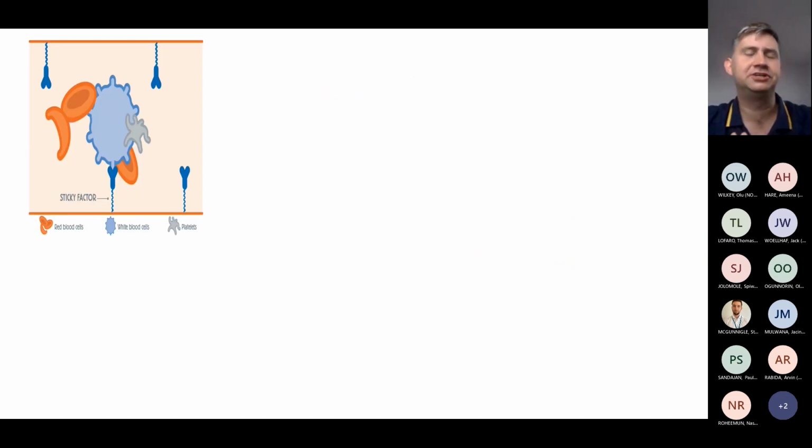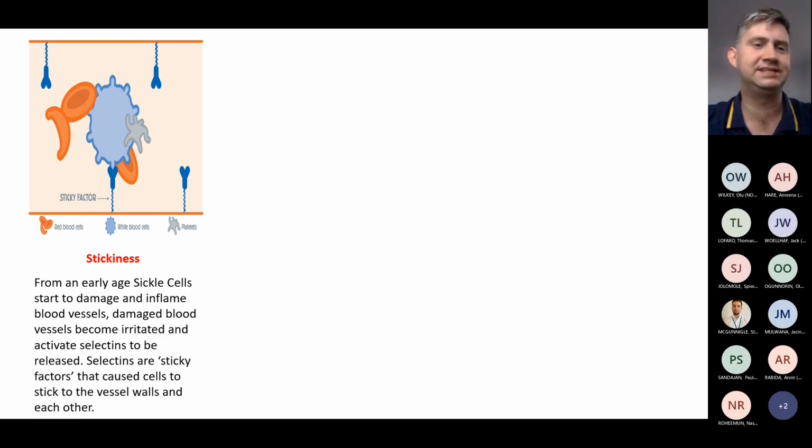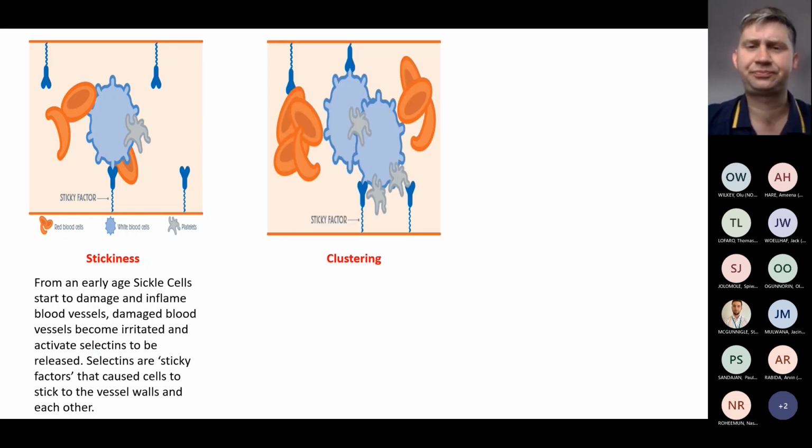So here's a little picture of how vasoocclusion happens, which is the most common presentation to A&E for those with sickle cell. Stickiness happens, and this is because from an early age, sickle cells start to damage and inflame the blood vessels. Damaged blood vessels become irritated and cause selectins to be released. Selectins are sticky factors that cause the cells to stick to the vessel walls and to each other. And this causes issues after a little while, and it causes clustering to happen.